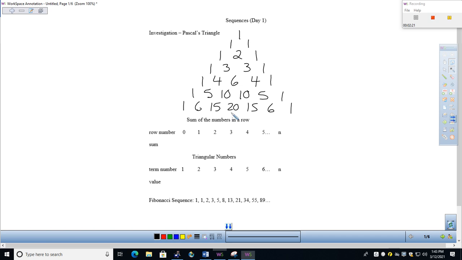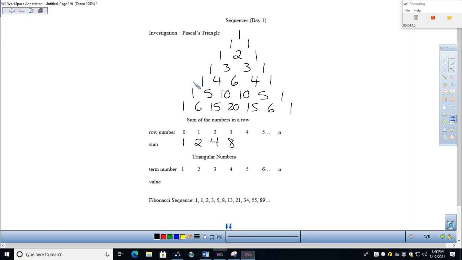So, sum of the numbers in a row. Row 0, that would be the top one. If I just add up all the numbers, well, of course, I just get 1. Row 1, this one right here. If I add the numbers in that row, I get 2. If I add the numbers in row 2, these numbers right here, looks like I get 4. And if I add these numbers right here, this is row 3. And notice it's the one with the 3s matching up with the 1s. So if I add up those, 1, 3, 3, and 1, I get 8.